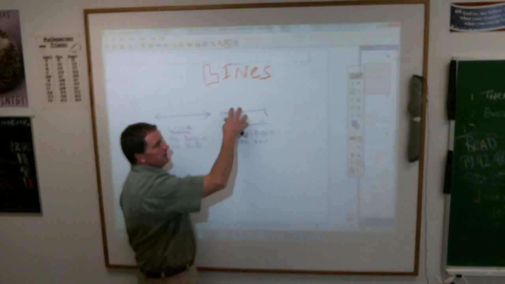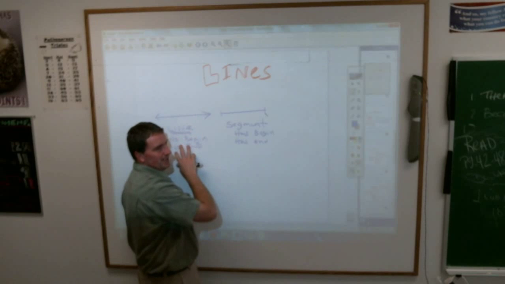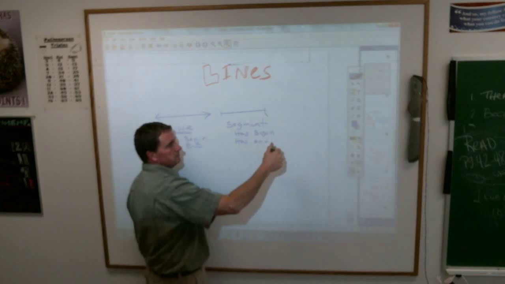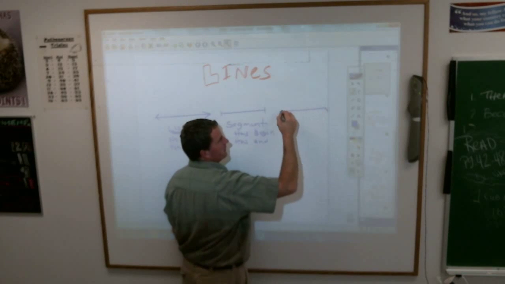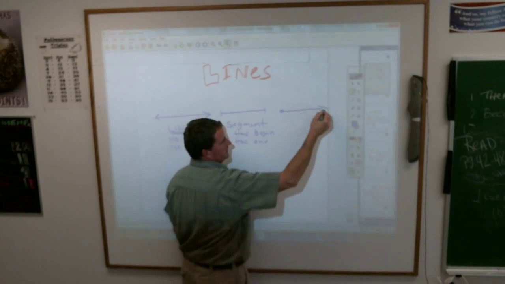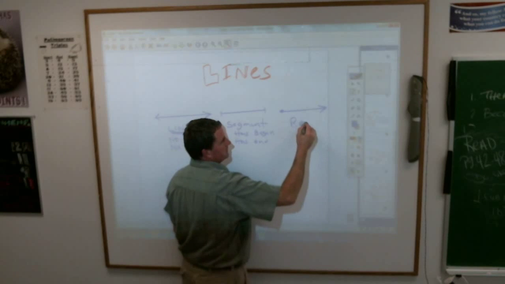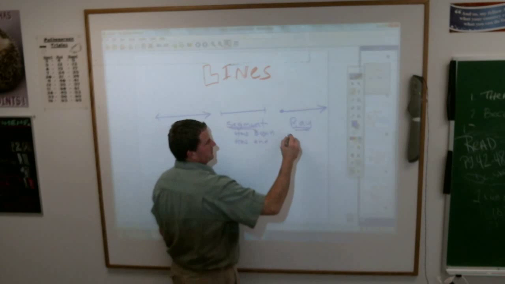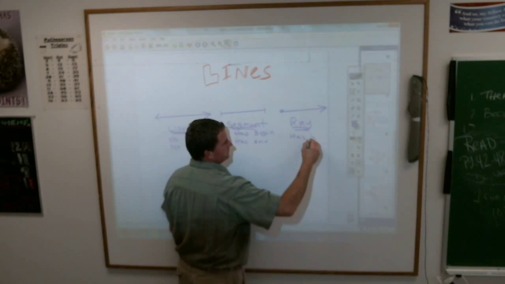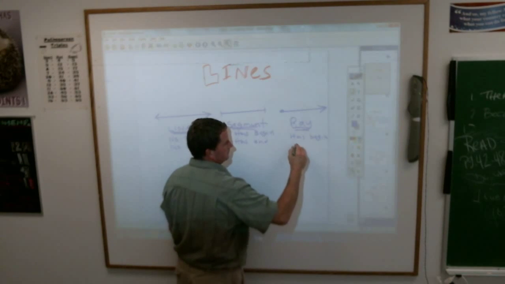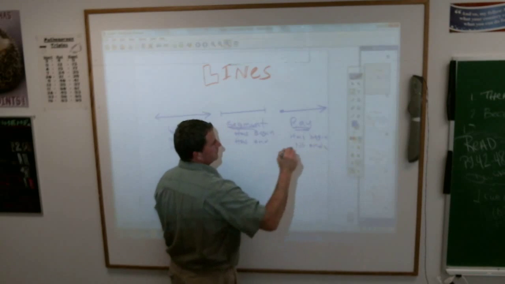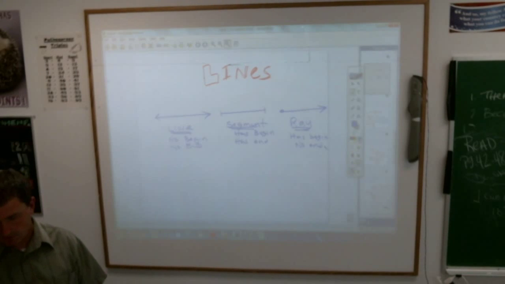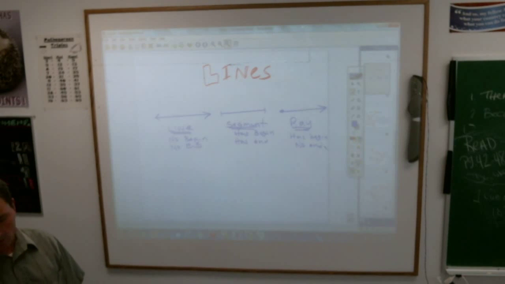And then if you put both of these together and you have something that has a beginning but no end, that is a ray. Usually it has a little dot like this. A ray has a beginning but no end. That is a ray. So you've got a line, a segment, and a ray.